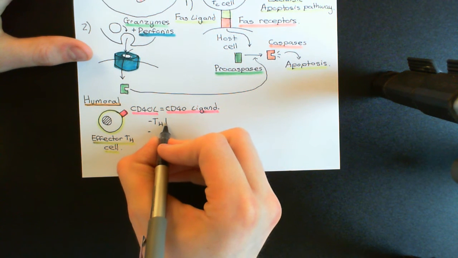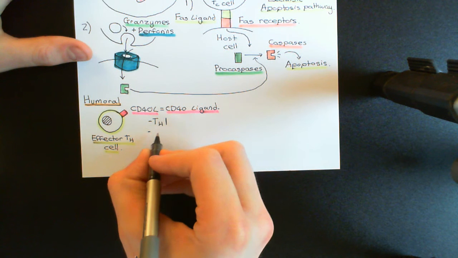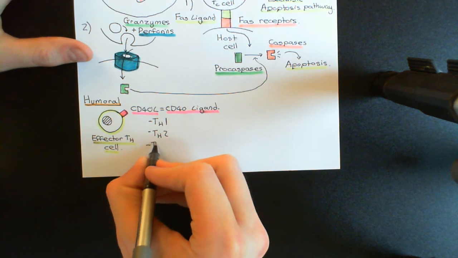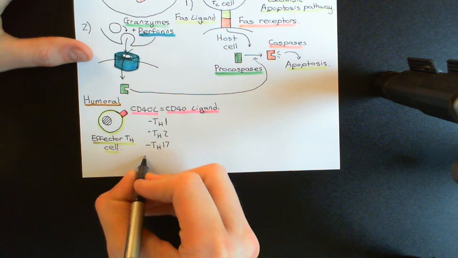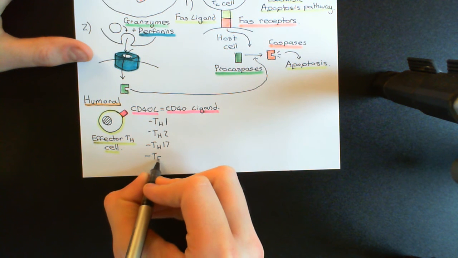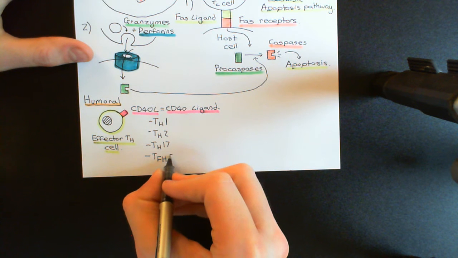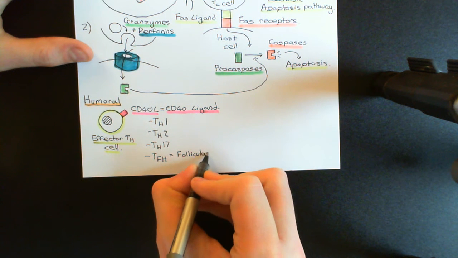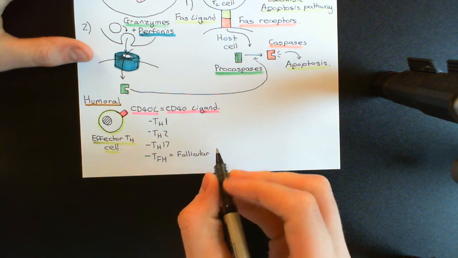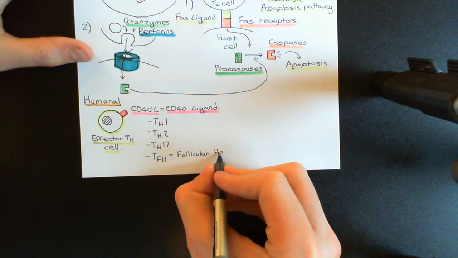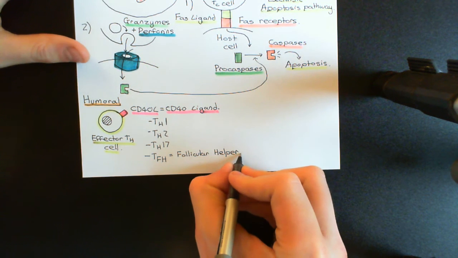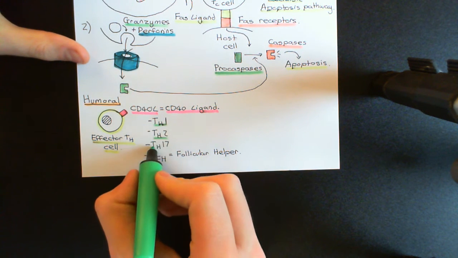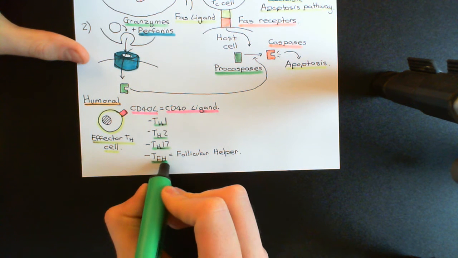So there are the T helper 1 type effector helper T cells. There are the T helper 2 type. There is the T helper 17 type. And there is also what's known as the T follicular helper T cells. This stands for follicular helper, and the follicular refers to the B cell follicles inside of lymph nodes. So follicular helper T cells, we would refer to these ones as. Okay, so these are the 4 major types of effector helper T cells that I'm going to talk about.